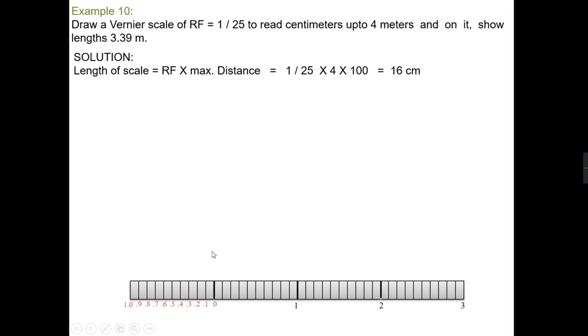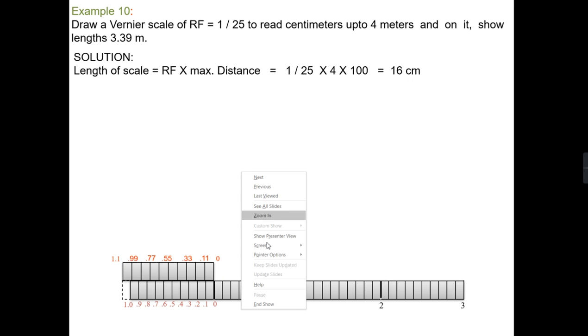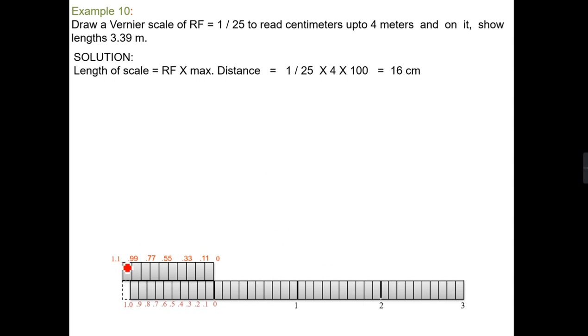So here we are making the backward vernier scale first, further dividing it into 10 equal parts. So dividing it into 10 equal parts, again we will draw a line here, and we will divide it into 10 equal parts, like this.